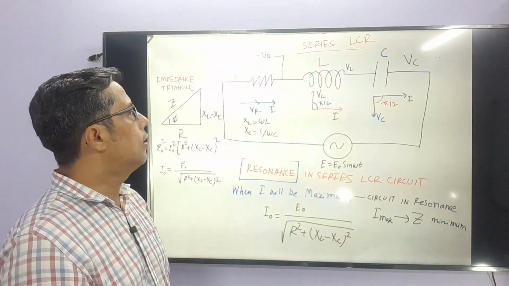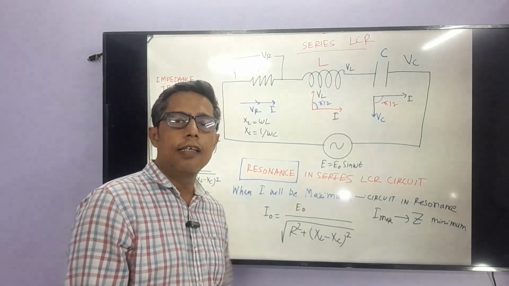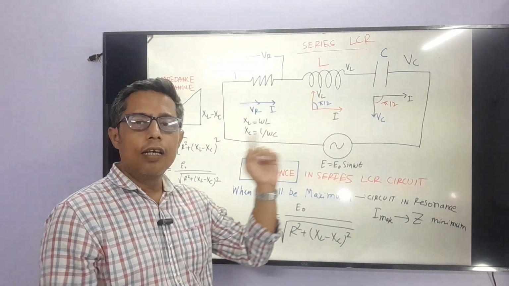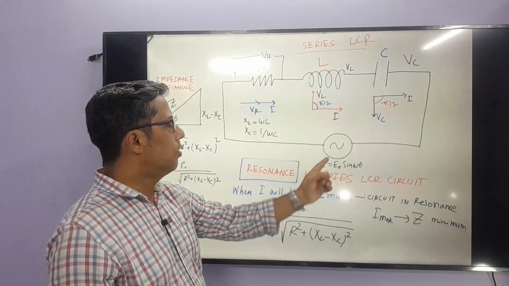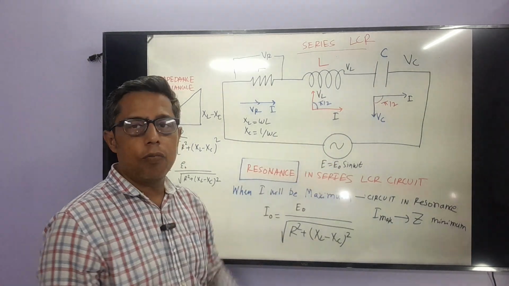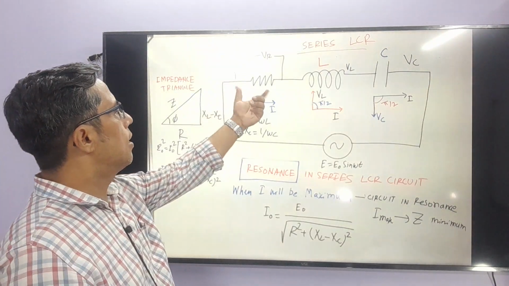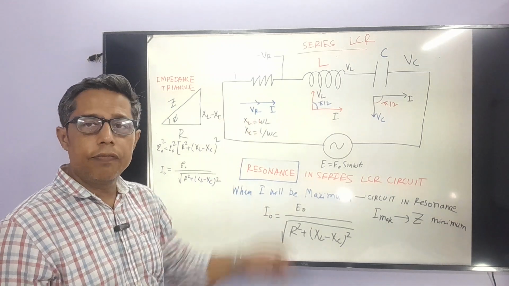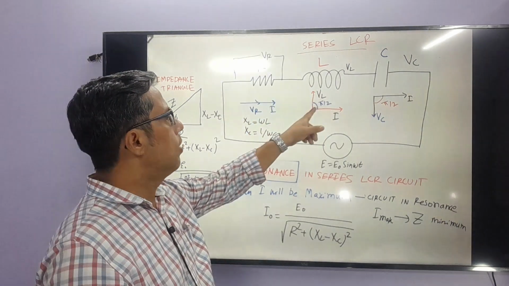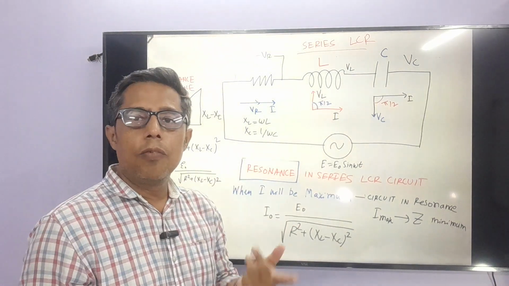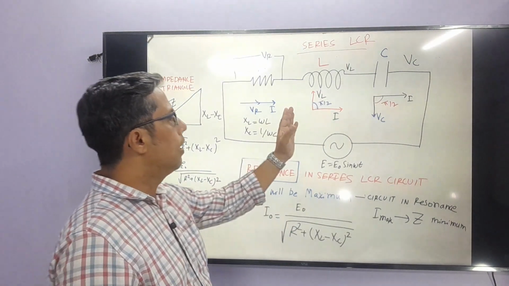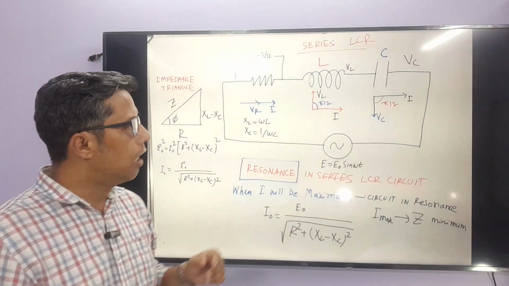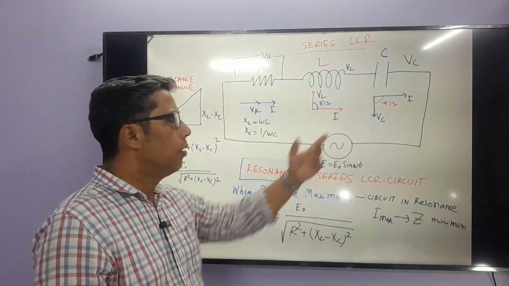Next is the LCR circuit. So the LCR circuit in series. That means the resistance, inductor, and capacitor are in series, and there is a varying voltage source, E0 sin omega t. Fine. For the resistance, the voltage drop is VR, and VR is in sync with the current. That means they are in phase, no phase difference between them. For the inductor, VL is leading the current by pi by 2. And in the capacitor, current is leading the VC. That means VC is lagging behind the current by pi by 2.